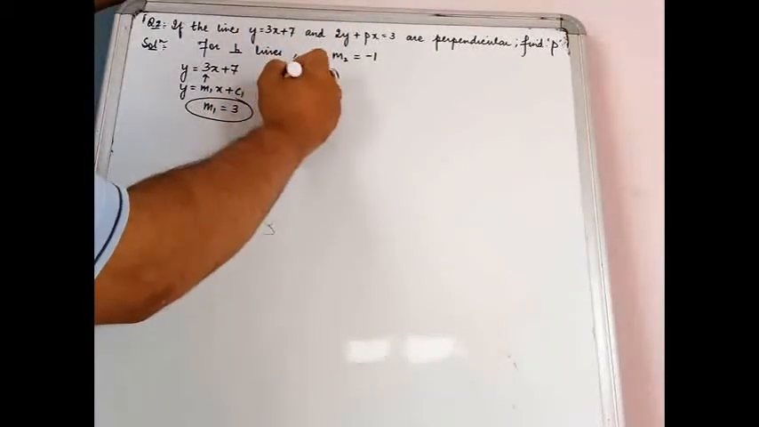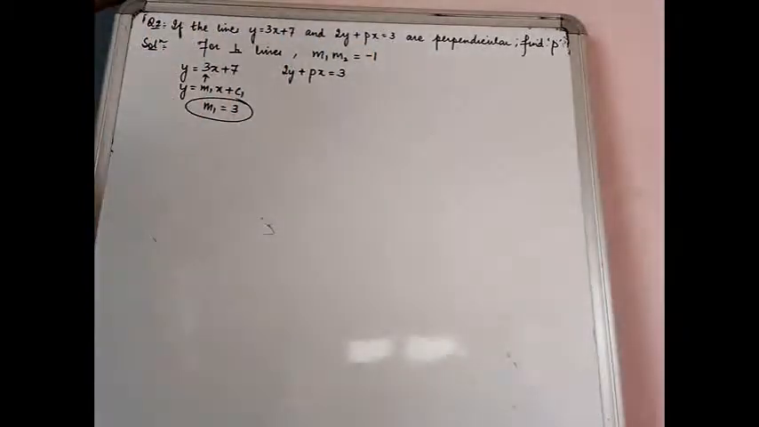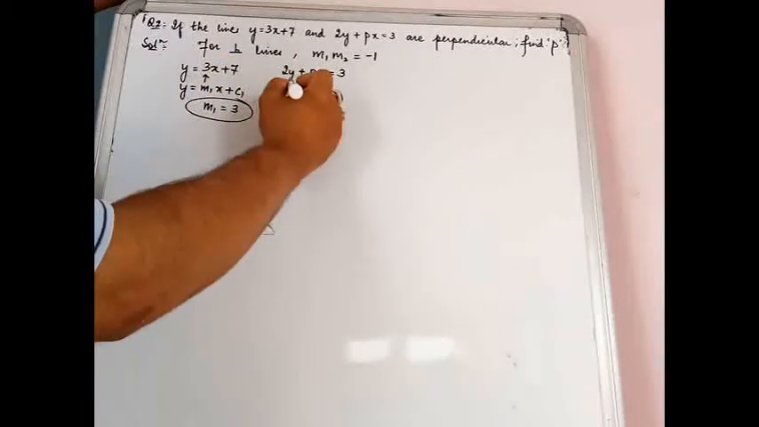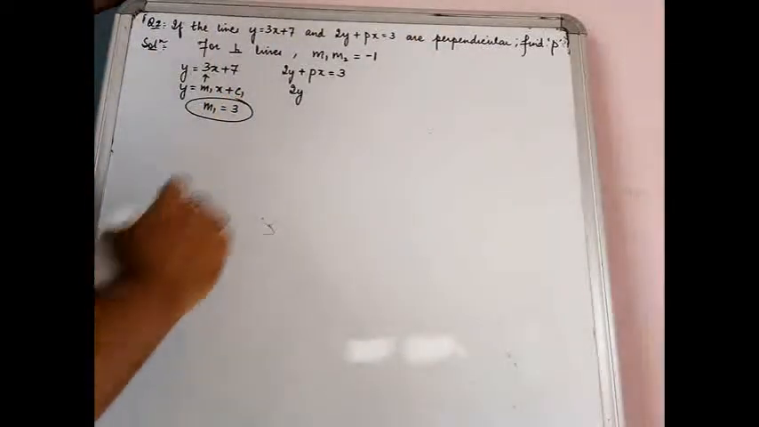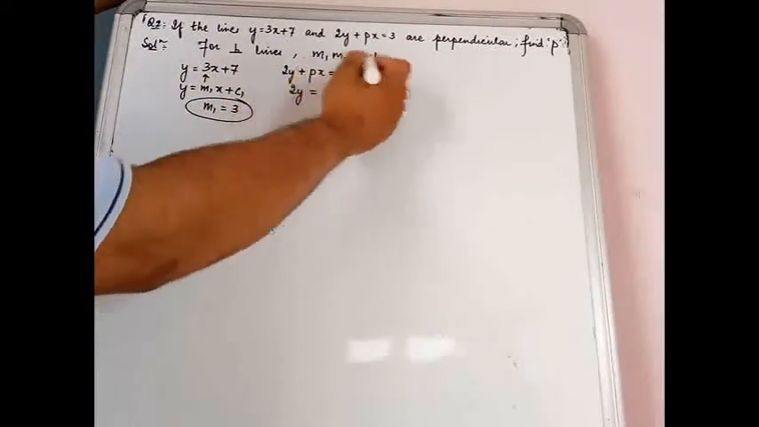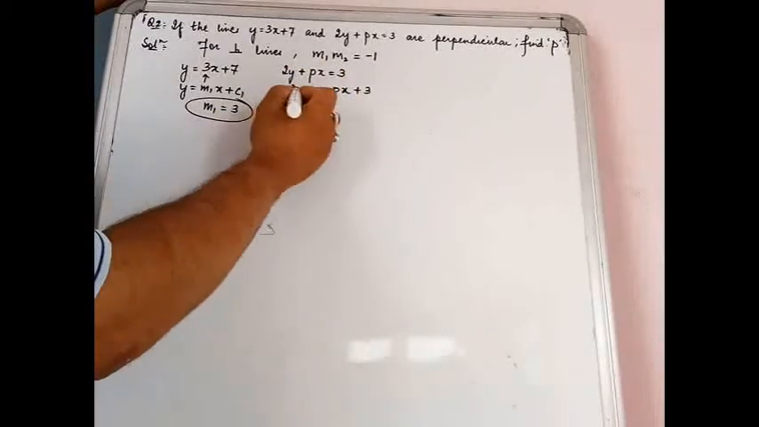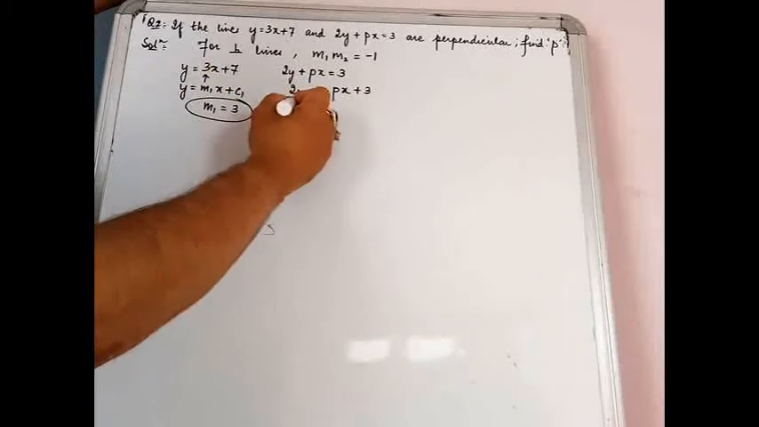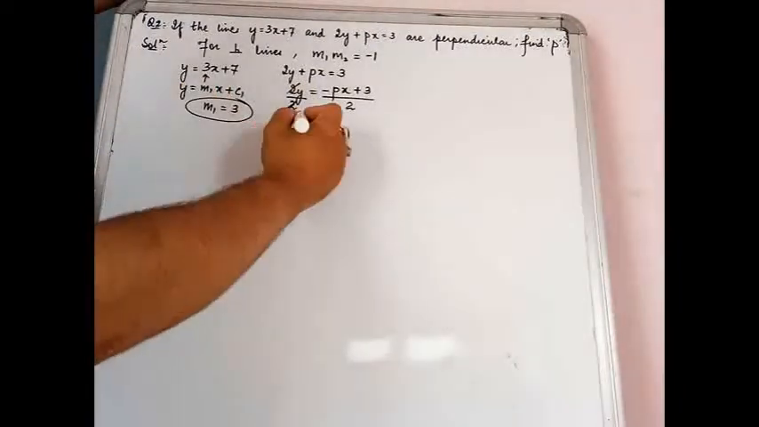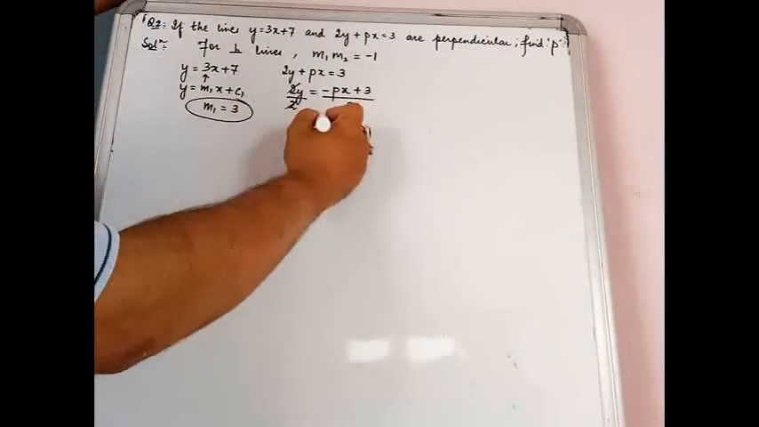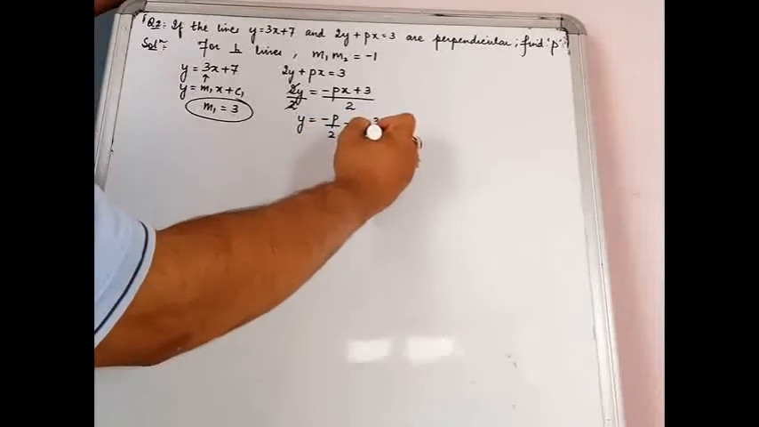Similarly, for the second line, you have 2y plus px is equal to 3. Here slight modification is required, so we will bring this equation into y is equal to mx plus c form. 2y is equal to, I will take this to the right side, it becomes minus px plus 3. Since we need to have only y on the left side, we will divide this side by 2 and this side also by 2. So you have 2 and 2 getting cancelled. So you have y is equal to minus p by 2x plus 3 by 2.